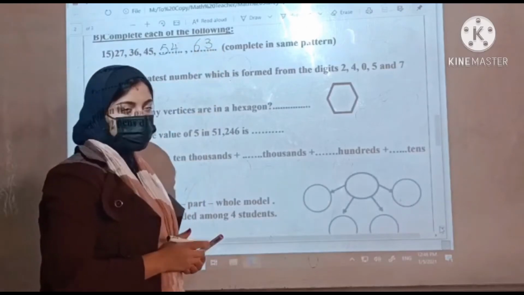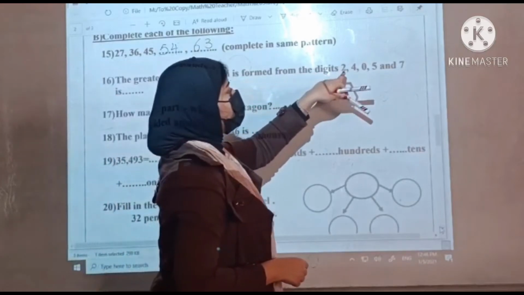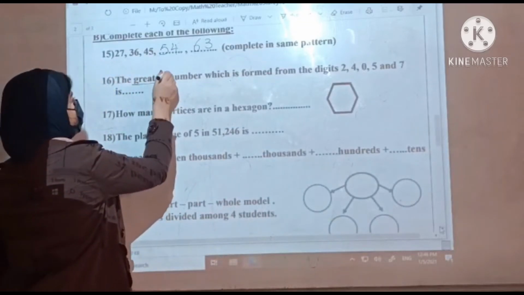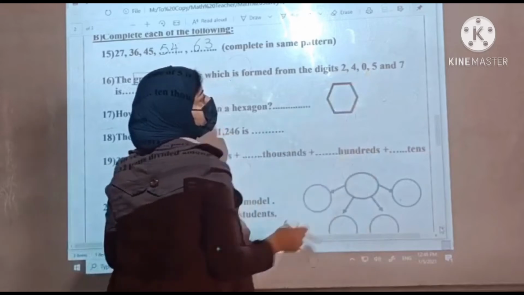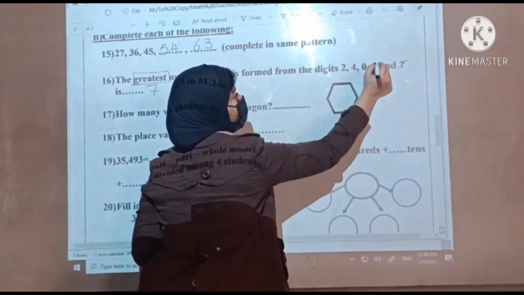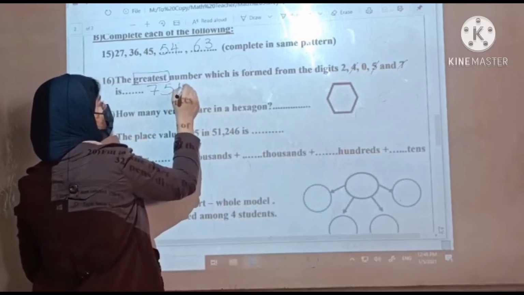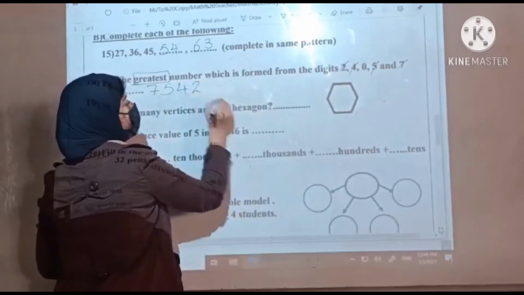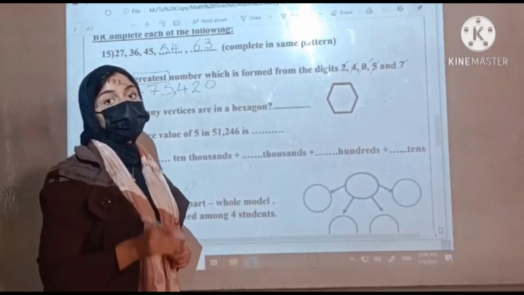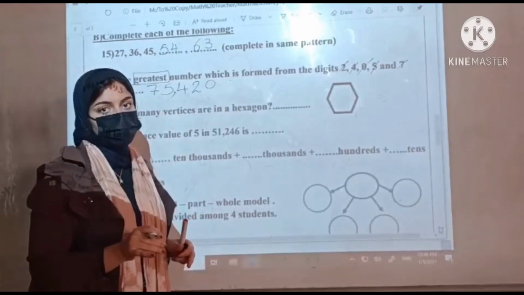63. Okay? So the greatest number which is formed from the digits 2, 4, 0, 5, and 7. So I want the greatest. So the greatest digit here is 7. After 7, I have 5. After 5, I have 4. After 4, I have 2. And the last digit is 0. So, the greatest number I can form from these digits will be 75,420.